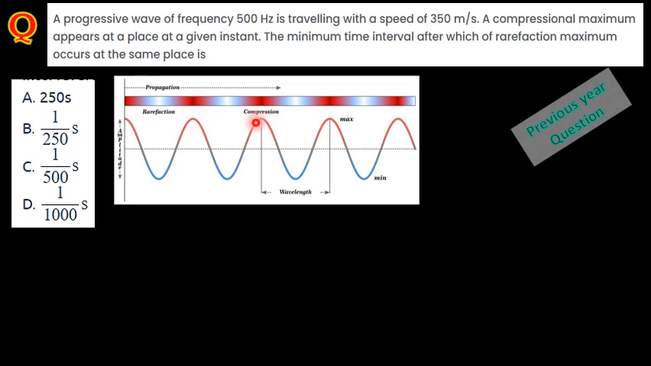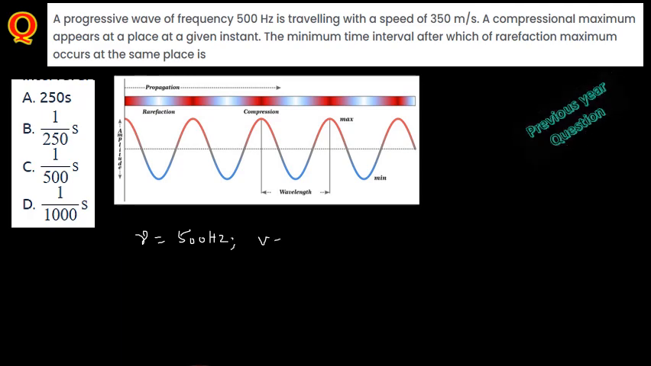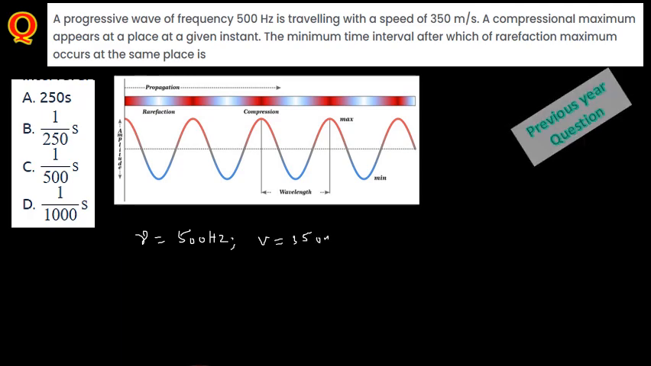The red color you can see, this is the compression, and the blue color you can see, this is the rarefaction maximum, and this one is the compression maximum. I will show you in this case. First, what have they given in this case? They have given the frequency, nu equal to 500 Hz, and the velocity, which is 350 meter per second.